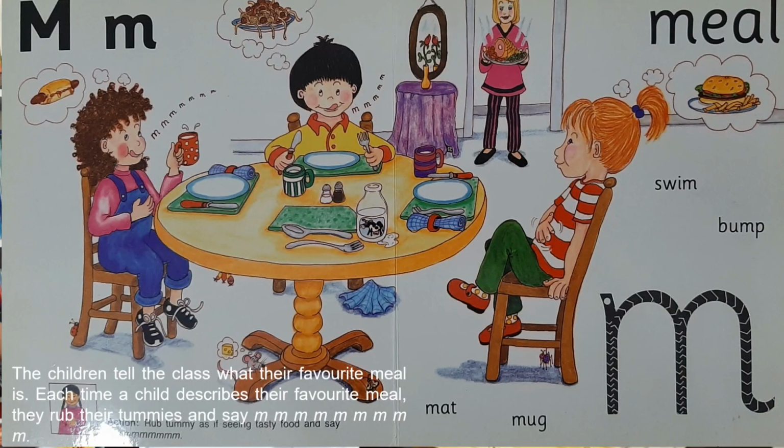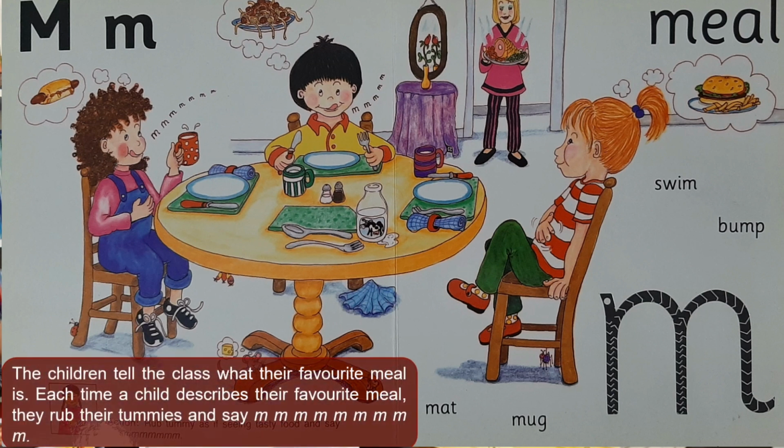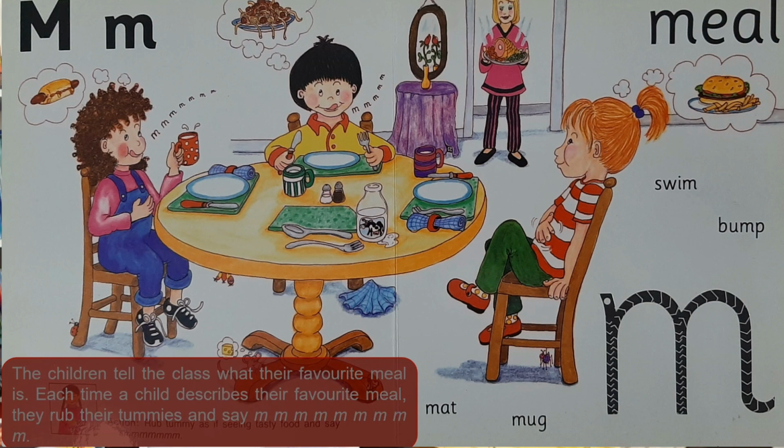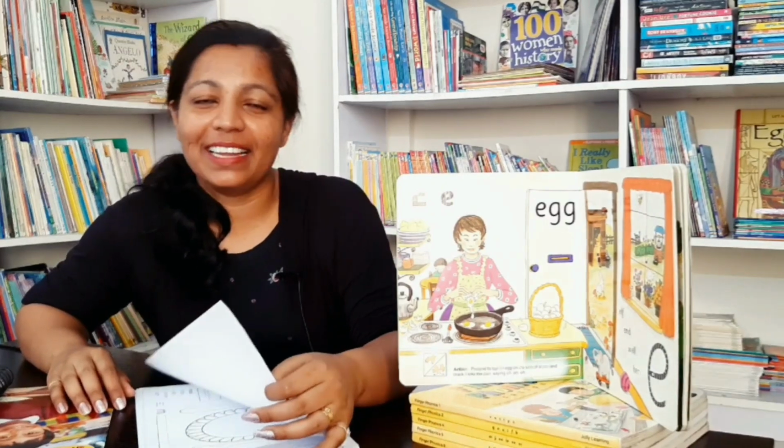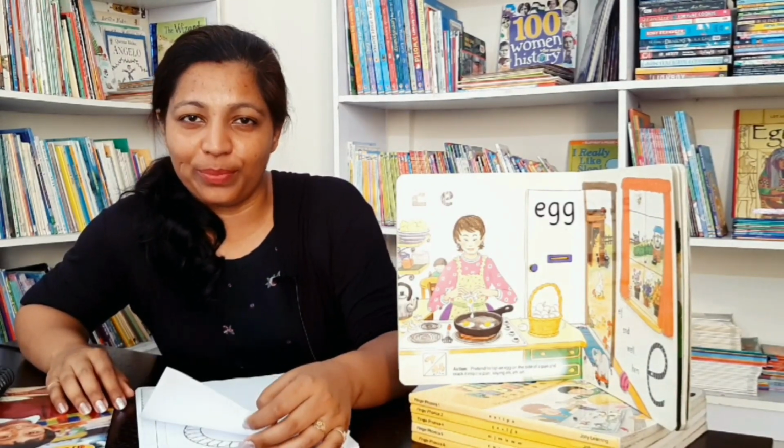The children tell the class what their favorite meal is. Each time a child describes their favorite meal, they rub their tummies and say, mmm. So the sound for this letter is mmm, and the action is where the children pretend that they have eaten a wonderful meal and their tummy is full, like mmm, rubbing your tummy. Right? Isn't it fun? Let's get to the last letter sound of the group.